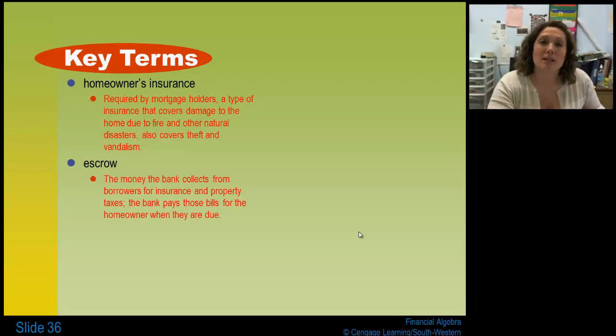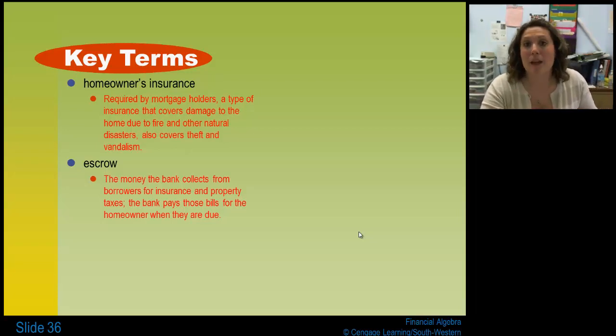And then when it comes time for that bill to be paid, they will pay it for you because you've been paying it monthly over time and putting that money away. So rather than you trying to put money away to come up with that for your taxes, the bank collects it when you make your mortgage payment, and then they'll pay that bill for you.